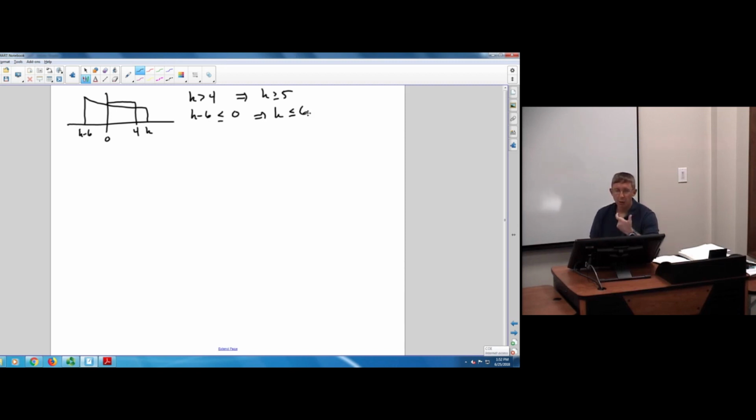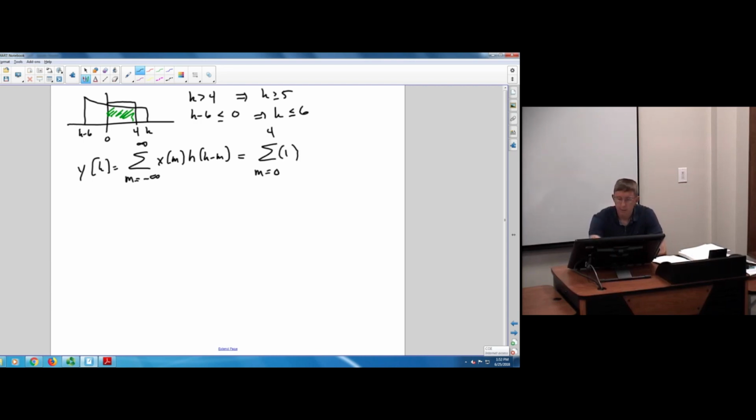So this next case is actually a small case. We're only going to get 2 time periods out of it. But it's good practice on being able to establish your limits. Where's the overlap? The overlap is from 0 to 4 now. So when we write this out, y of k equals the sum, m equals minus infinity to infinity, x of m, h of k minus m. That picture tells me the limits. The overlap is only the region m equals 0 to 4 now. Of what? 1, alpha to the k minus m. Same type of thing that we did just a minute ago.